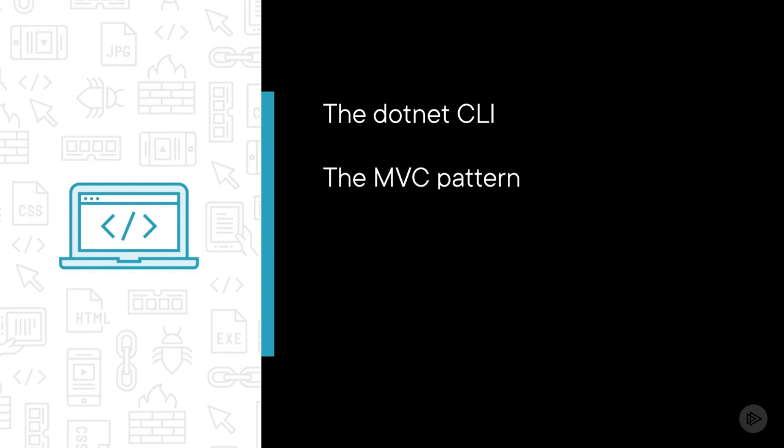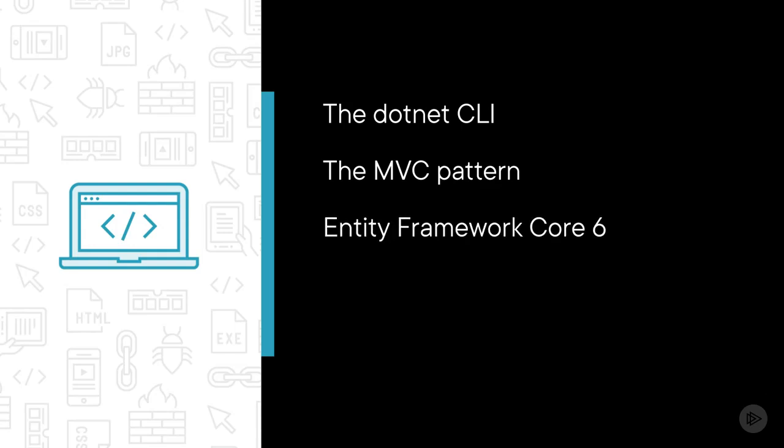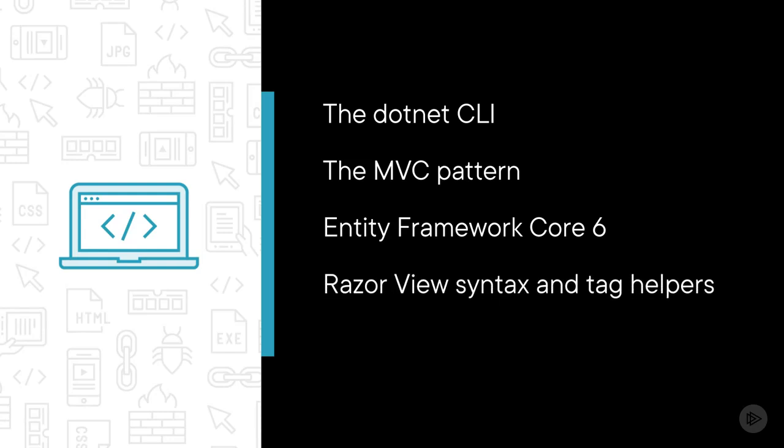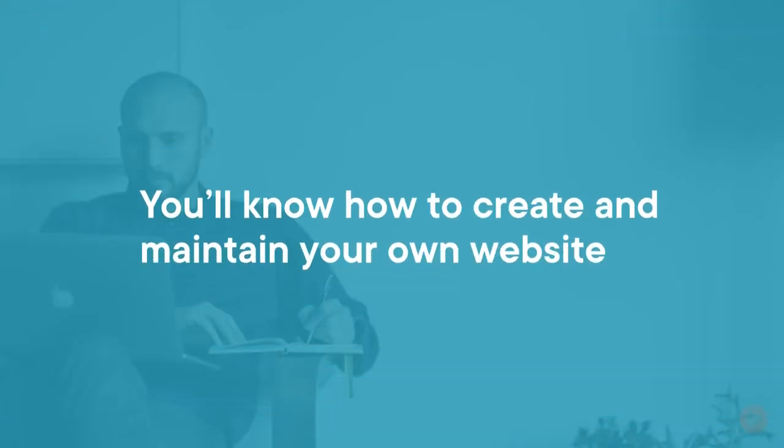Some of the major topics that we'll cover include the .NET CLI, or command line interface, the model view controller pattern and how it's used in ASP.NET Core, Entity Framework Core 6 for interacting with and managing a database, Razor View syntax and tag helpers, and ASP.NET Identity for authentication. By the end of this course, you'll know how to create and maintain your own website using ASP.NET Core 6.